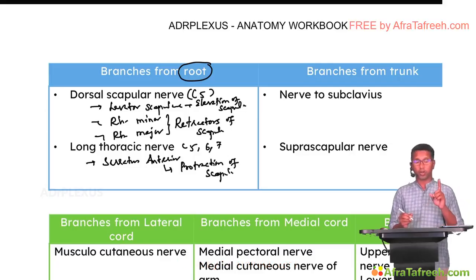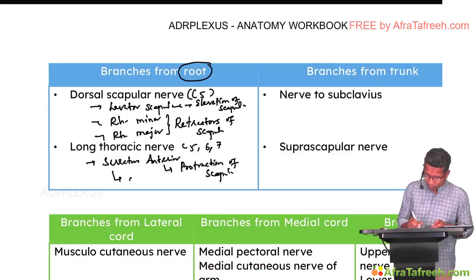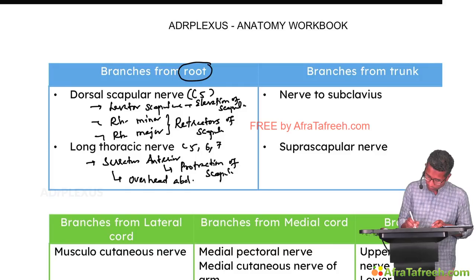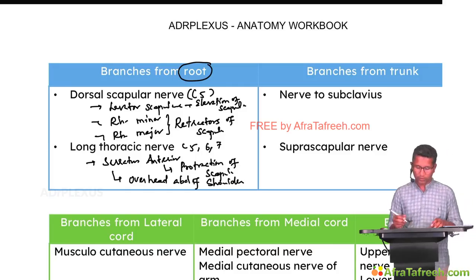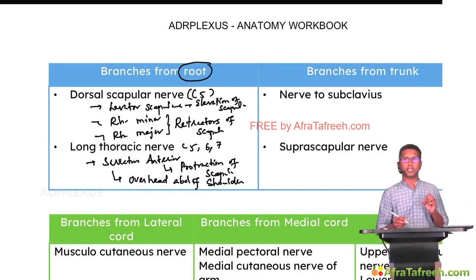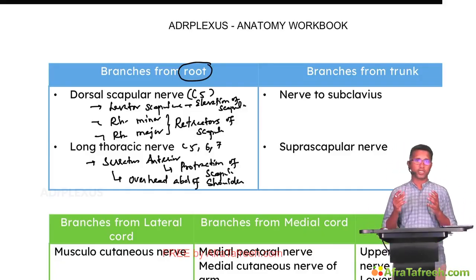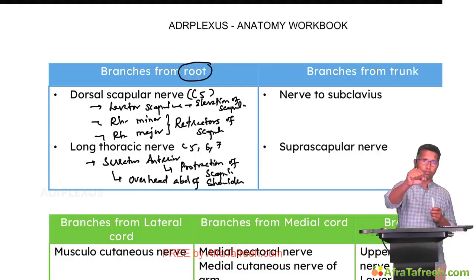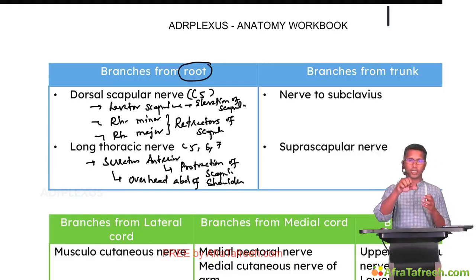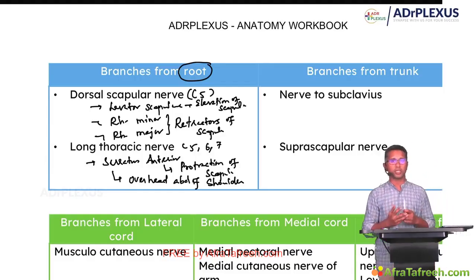It helps in protraction, and also one more important, it helps in overhead abduction of the shoulder joint. This is two important action of serratus anterior muscle. So serratus anterior muscle 1, it helps in protraction of the scapula, like when you are going to do a punching action, a boxing action, that is why it is called as boxer's muscle.